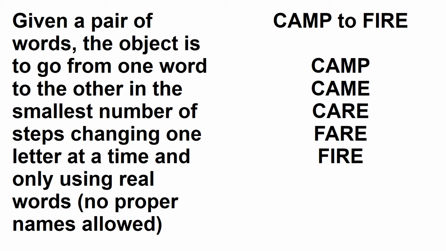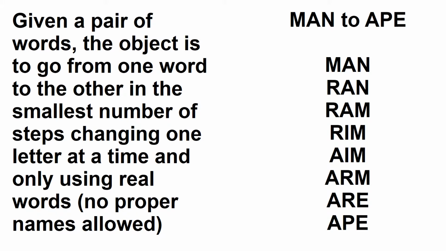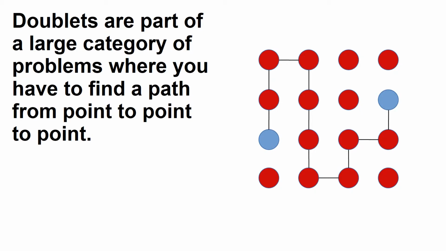Now, in the previous video, we did a much more challenging doublet, changing man into ape. The original Lewis Carroll version was change ape to man, or actually evolve ape to man. The solution we came up with was man, ran, ram, rim, aim, arm, are, ape. Doublets are part of a large category of problems where you have to find a path from point to point to point. In the case of the doublets, the points are different words.